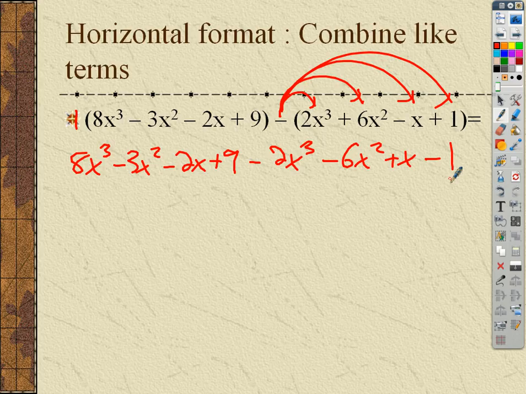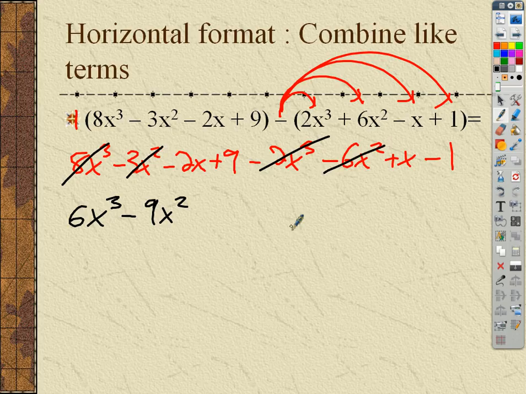And now we just combine like terms. So the x cubed terms, 8x cubed minus 2x cubed is 6x cubed. Let's cross those off. Negative 3x squared plus negative 6x squared is negative 9x squared. Negative 2x plus x. And then 9 minus 1 is 8.